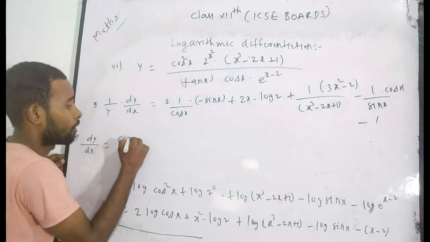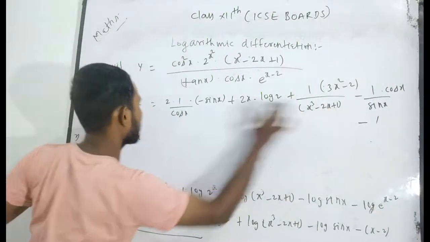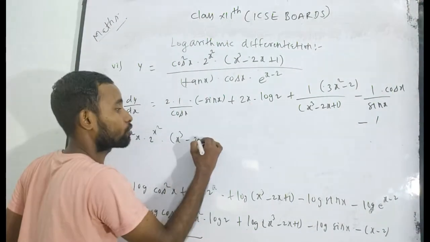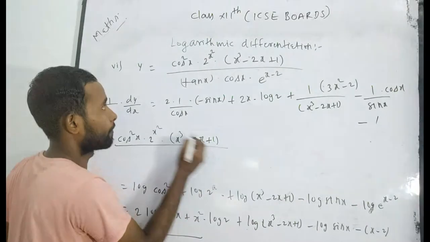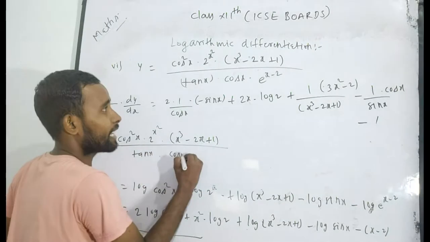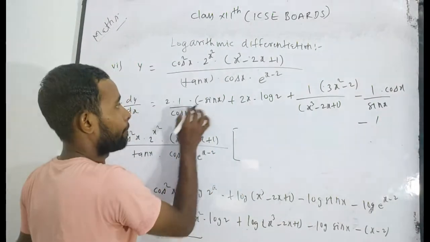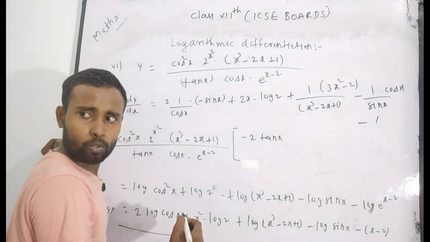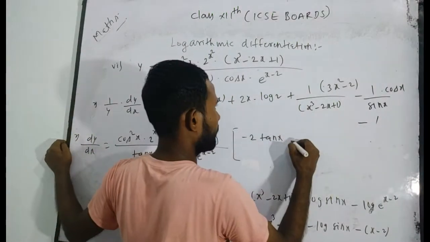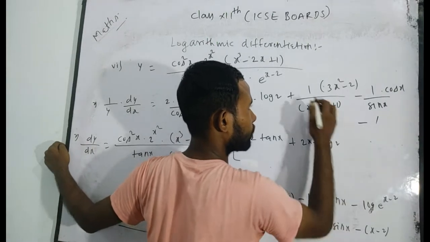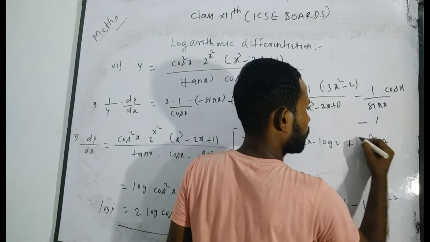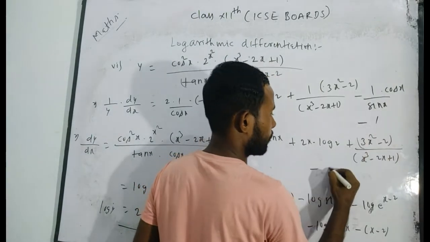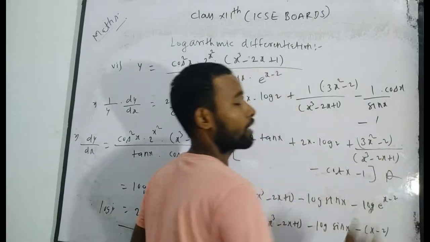So it will be cos square, because it goes here, it will be y times the whole expression. What is y equal to? This term, so I want to write here cos square x into 2 to the power x square into x cube minus 2x plus 1, divided by 10x into cos x into e to the power x minus 2, into minus sin x by cos x will be minus 2 into 10x, and this is your plus 2x into log 2. This is your 3x square minus 2 divided by x cube minus 2x plus 1, minus cos x by sin x will be cot x minus 1. This is your answer of this question.